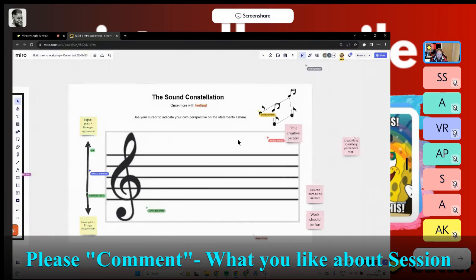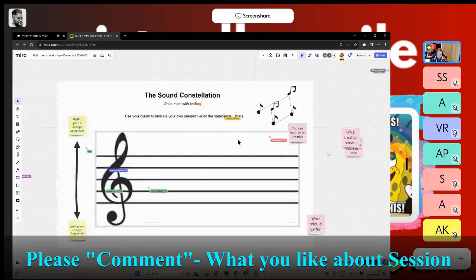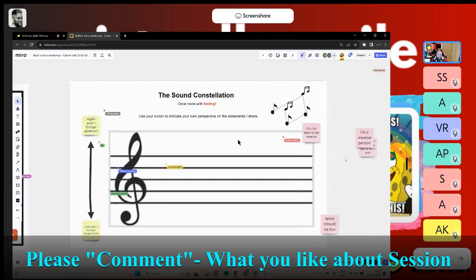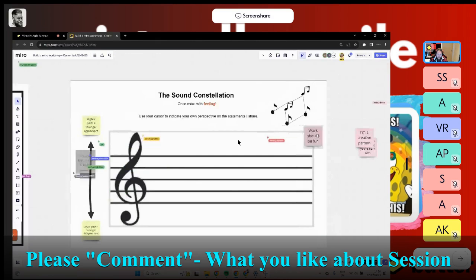Okay. Next one then. You can learn to be creative. Do you believe you can learn to be creative? Can you get better at it? Okay. Some of you towards the middle on this one, a couple towards the top. Last one then, work should be fun. Do you believe work should be fun? Closer to the top of the scale if you agree, disagree is the bottom of the scale.